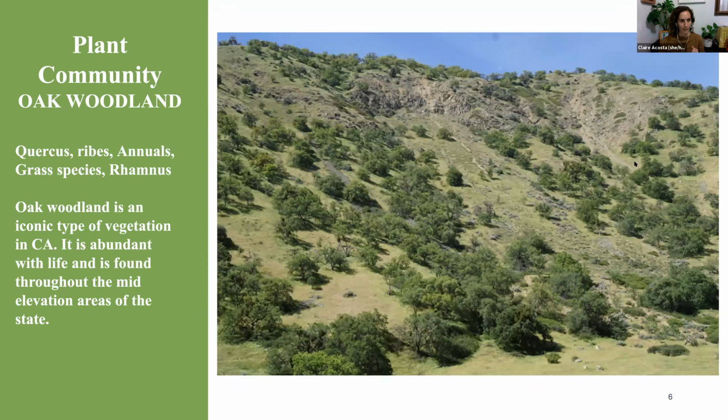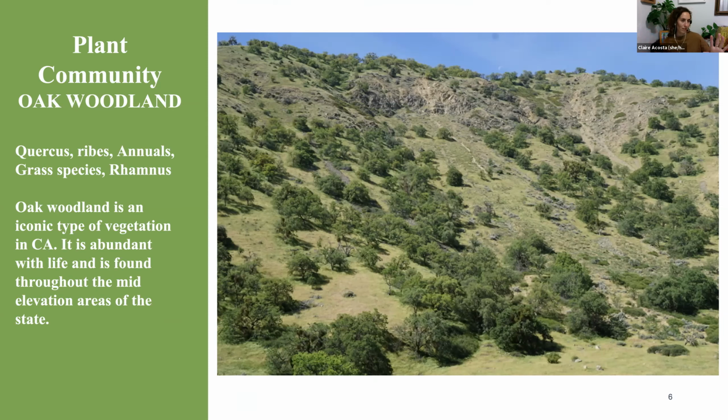And there we go. Next plant community is oak woodland, which is like the real deal forest. Here it's a bit more sparse, but I'm sure you guys are familiar with the oak woodland concept. It's an iconic type of vegetation in California and characterized by oaks, of course, and Quercus is the genus name for oaks. So you'll find a lot of oaks and grasses in between, and maybe some ribes, which are the currants and gooseberries. They work really well in the dappled light understory of the oaks. And rhamnus, like red berries, is another one that you might find in the oak woodland community.